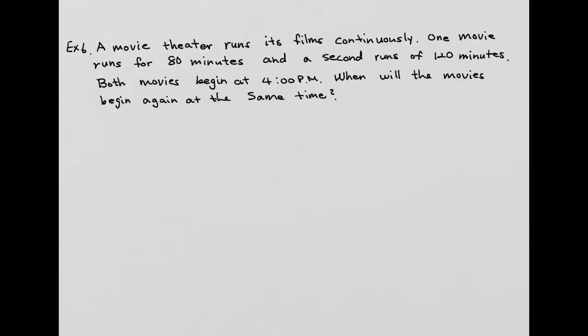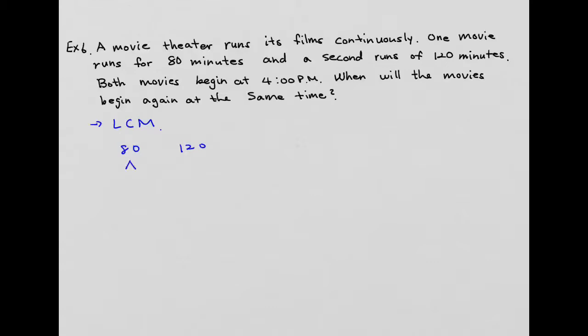Example 6. A movie theater runs its films continuously. One movie runs for 80 minutes and the second runs for 120 minutes. Both movies begin at 4 p.m. When will the movies begin again at the same time? So in this problem, you're looking for the least common multiple, right? So we have an 80-minute movie and a 120-minute movie.